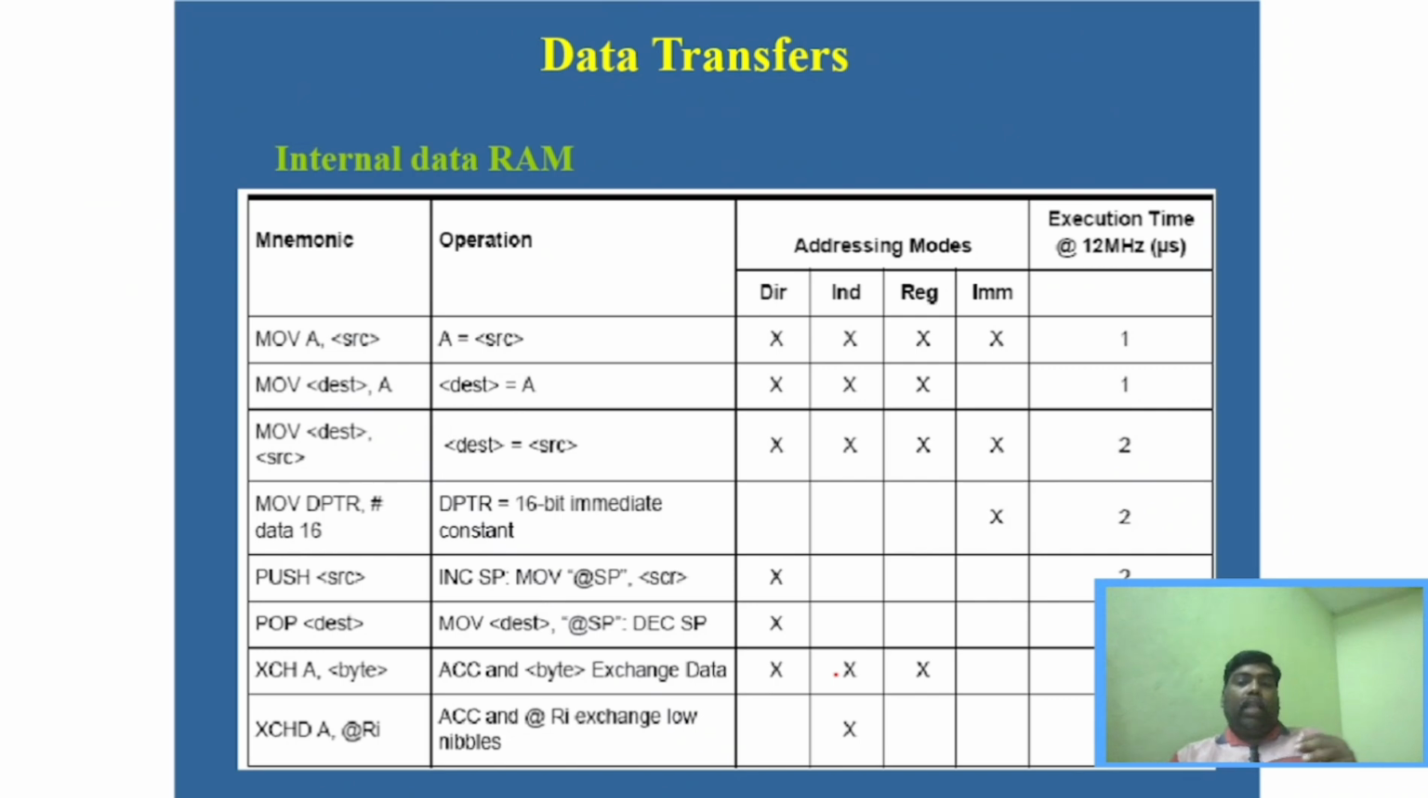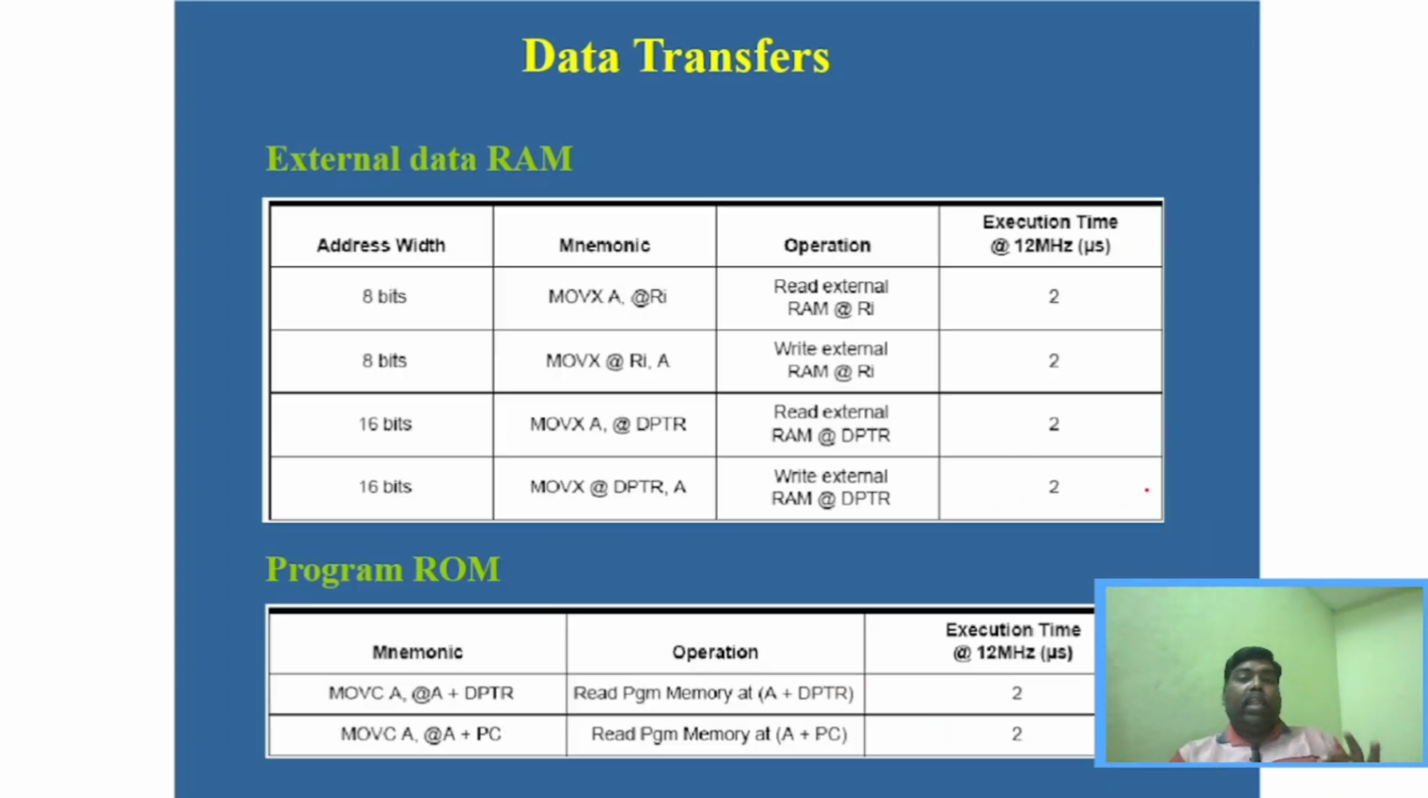So this is the summary of the data transfer instructions. You can see almost all the move instructions use all the addressing modes: direct, indirect, register, and immediate addressing. Push and pop can use only direct addressing, because we are pushing the information only to the stack, right? Similarly, the exchange instruction can be used with direct, indirect, and register addressing. And XCHD is used only with indirect addressing. And these are the execution times of each data transfer instruction, along with the different instructions used for external data RAM and program memory. Just a summary of whatever we saw so far, right?